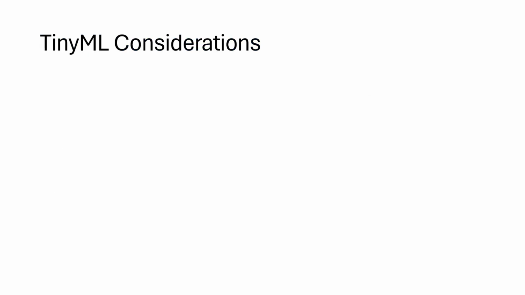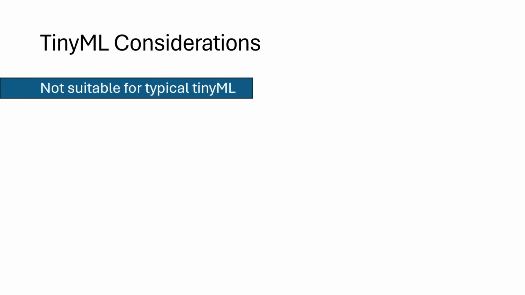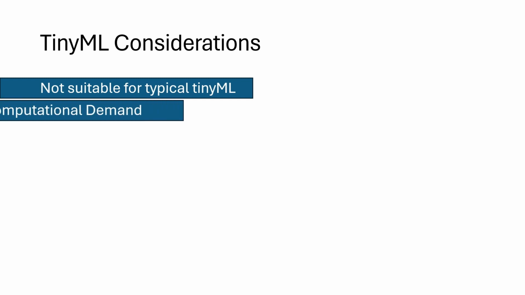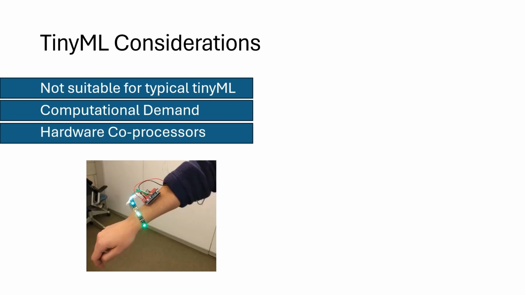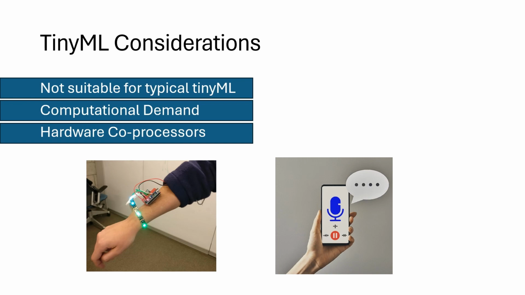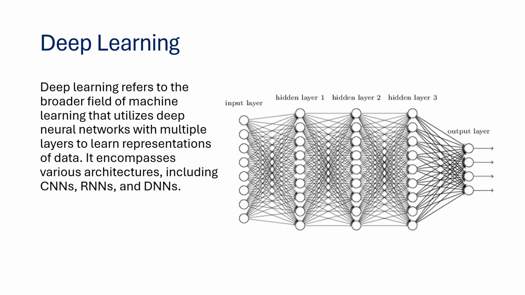As for its considerations against TinyML, it's typically not suitable for TinyML due to its large size and computational demands. However, as in the case of convolutional neural networks, there are specialized coprocessors that can enable DNNs, which are deep neural networks, on TinyML devices. An example of running a deep neural network on TinyML is classification, such as in wearable devices, and we can also use this for speech recognition.